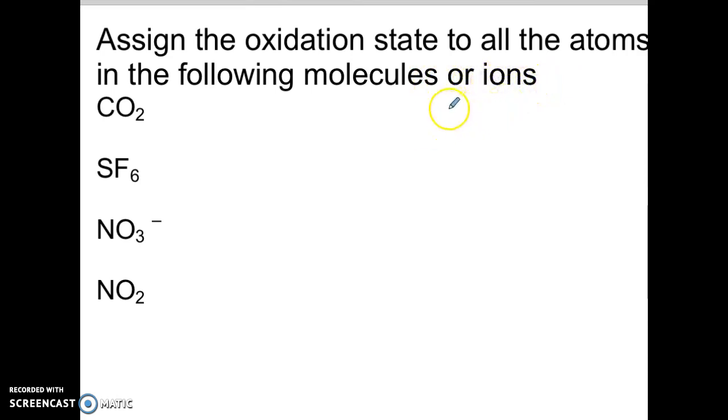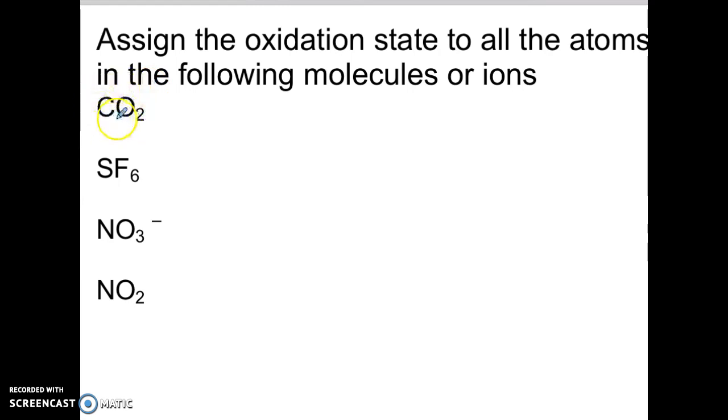And then what I want you to do tonight is the homework assignment, which is basically just the same thing as assigning oxidation numbers. This is imperative that you know how to assign oxidation numbers, because it makes balancing complex ions redox reactions so much easier when we're going to do that. So the first thing that I look at is I've got CO2.